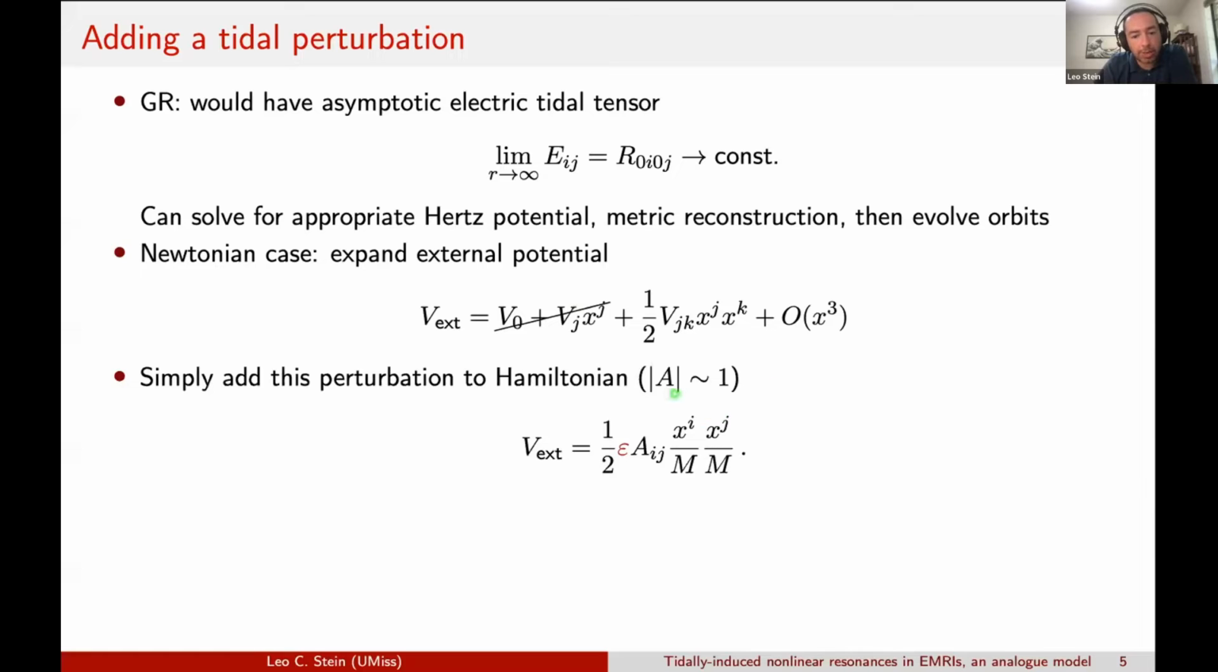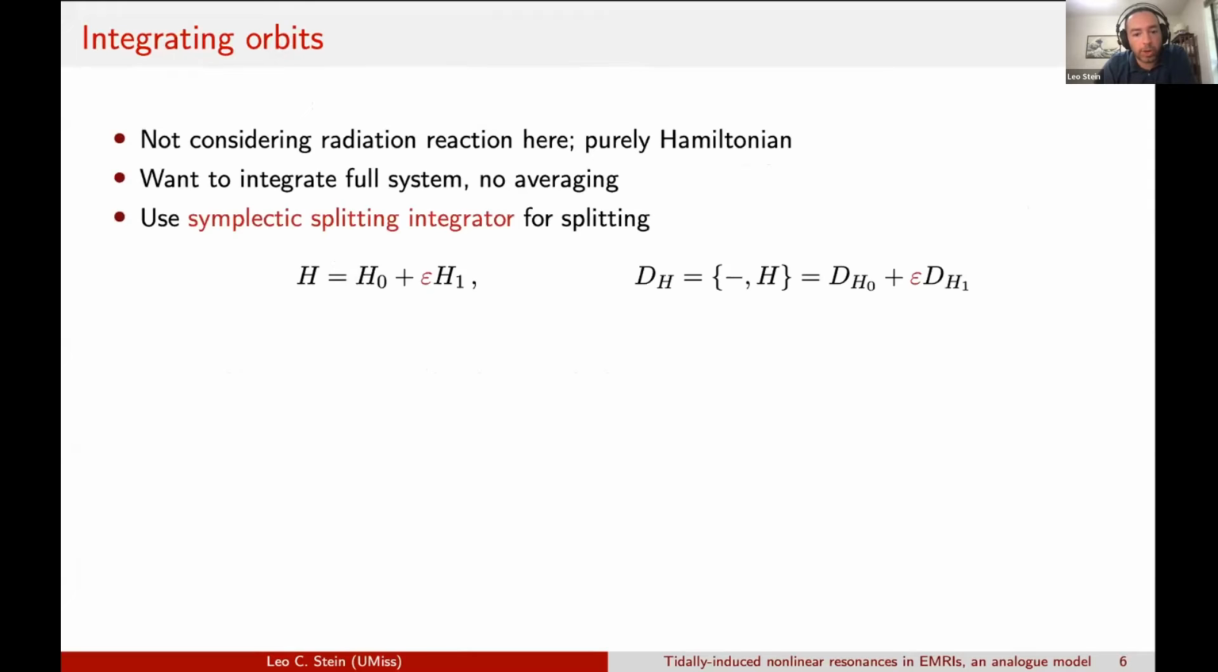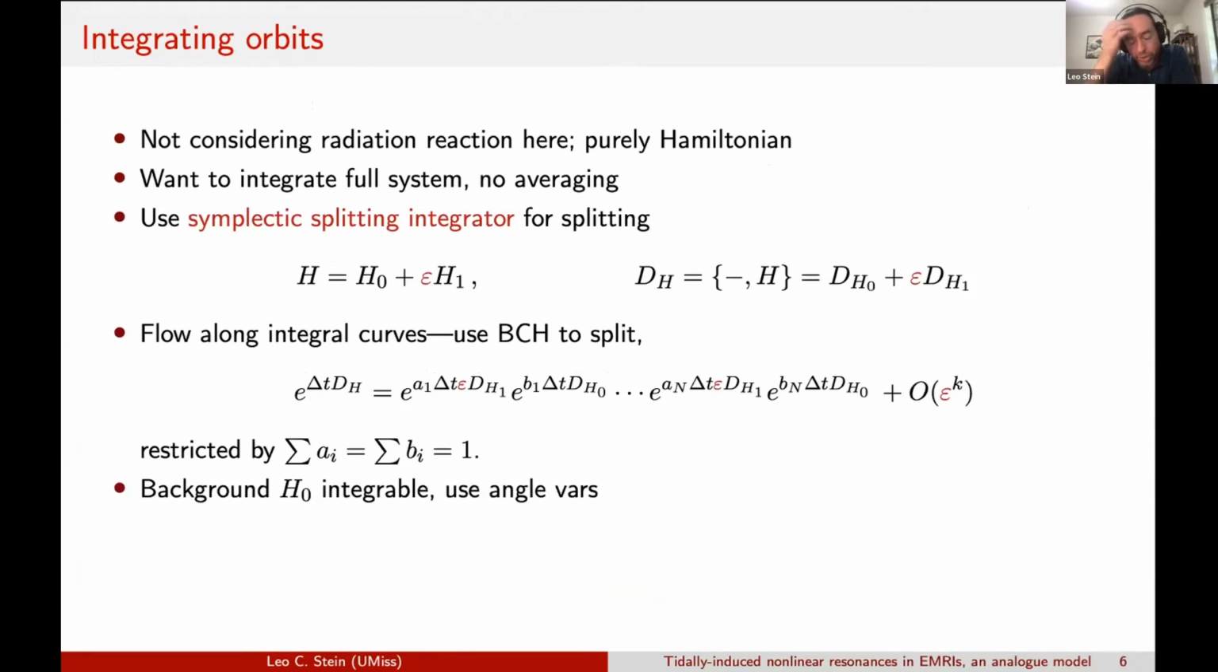And so if you rescale everything, then all of the smallness is in this epsilon, which for a third body goes like this: m squared m star over d cubed. Okay, so that's the potential that we're adding to our Hamiltonian. We're not including radiation reaction in this analysis. We're just doing the Hamiltonian treatment. Adding radiation reaction is very important, but we're not doing that quite yet. And so we want to involve the full dynamics. We don't want to do some approximate treatment by averaging. And so we want to evolve for many cycles, so we need to be phase accurate.